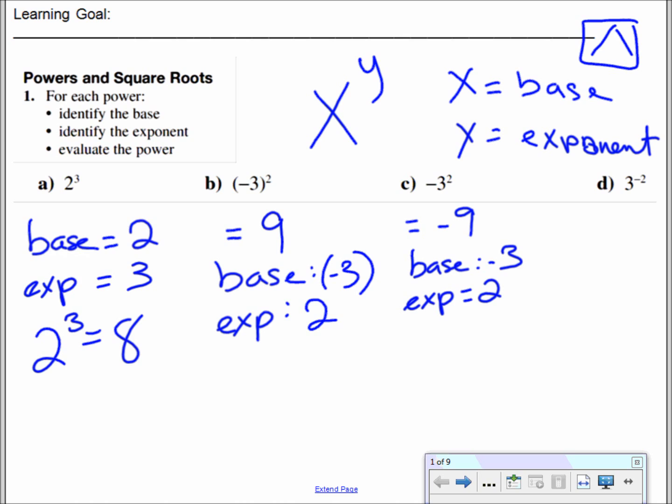Okay? Base for the last one is 3. Exponent is -2. Just use your calculator. We're going to talk about negative exponents a little later, but right now I got 0.111111. Put a dot over that to show that it's repeating, even though it looks like an I.